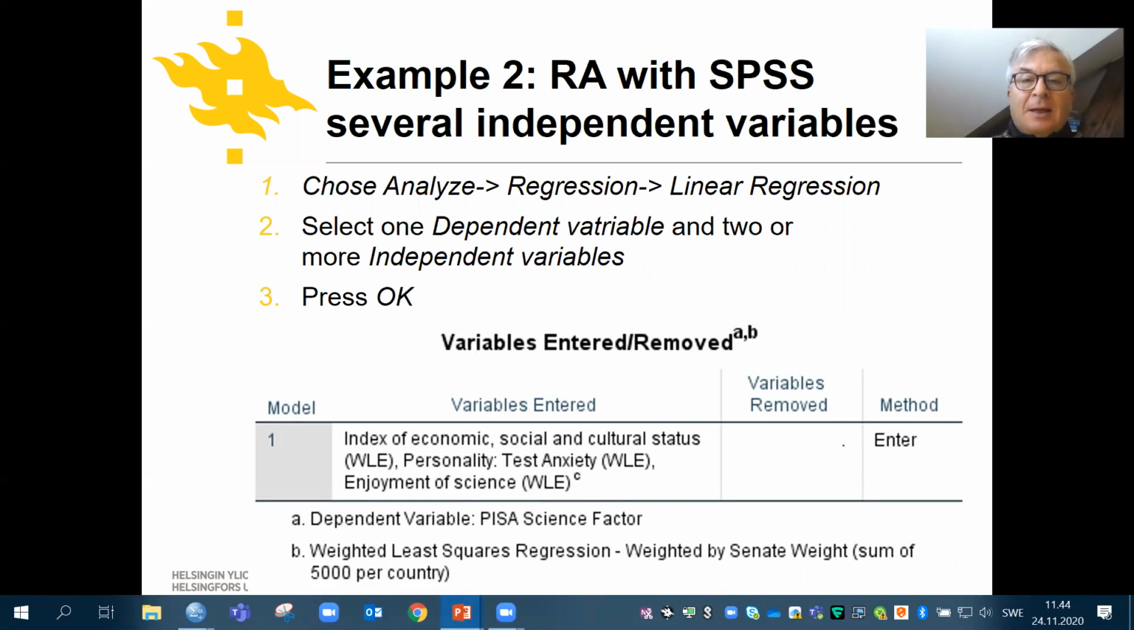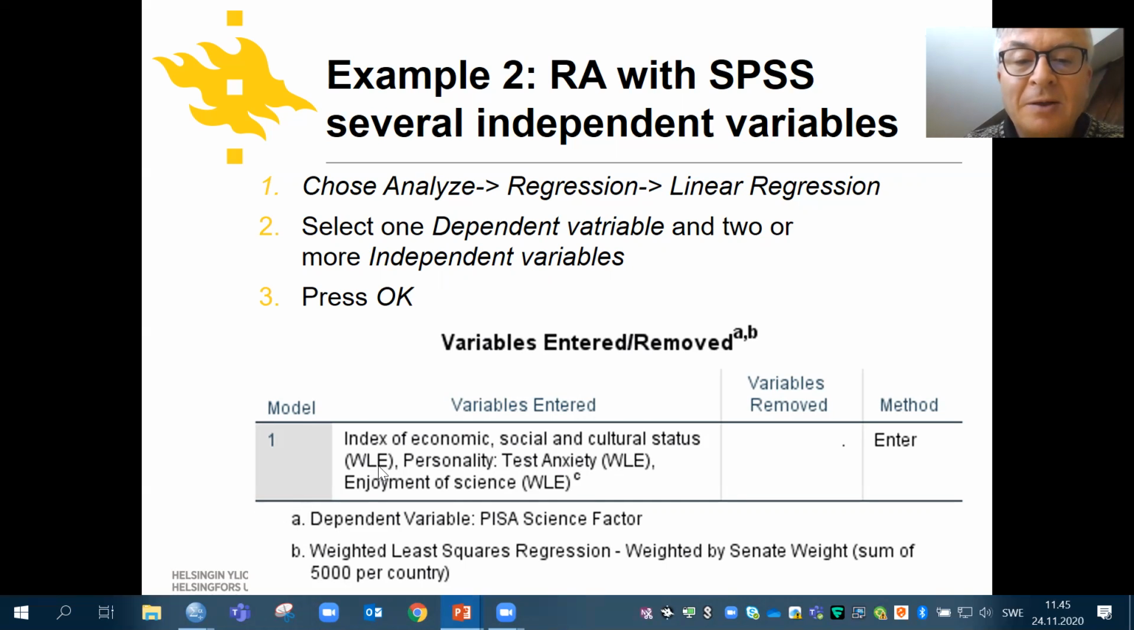Now then, let's take a step further. Example 2: we have again regression analysis with SPSS, but this time with several independent variables. This part is exactly the same as previously. Sorry, there's a spelling mistake here, but also selecting one independent variable would be the same. But then we select 2 or more independent variables and press OK. So there's a slight change. The first table will be an indication of this.